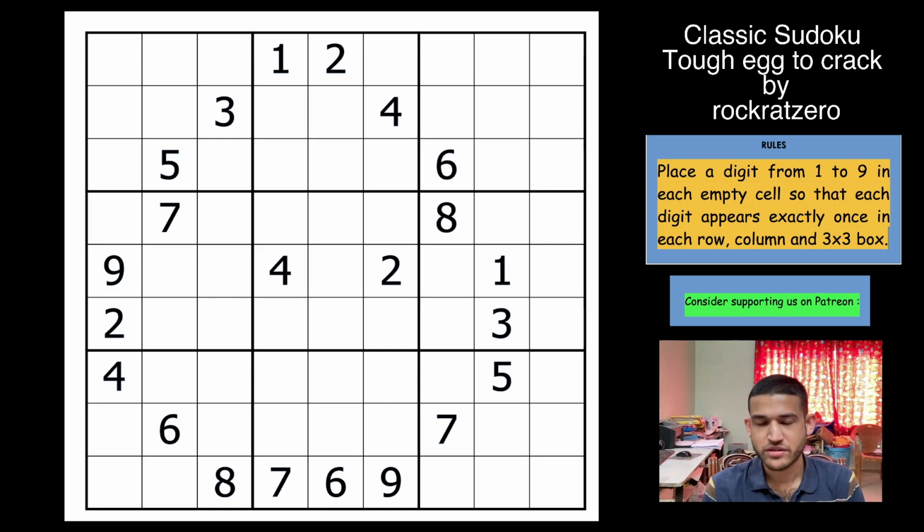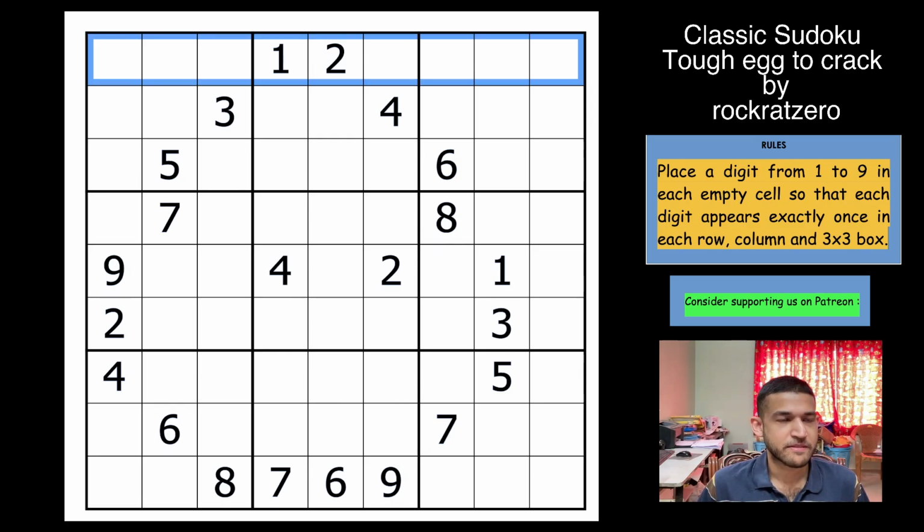I'm not sure what this contains because this is going to be a live solve, but the author's comment was that this has some tough techniques. So let's see if you're able to complete the Sudoku. It is called Tough Egg to Crack, created by rockratzero, an excellent author, one whose Sudokus we have covered previously a lot on the channel. So let's start the Sudoku now.